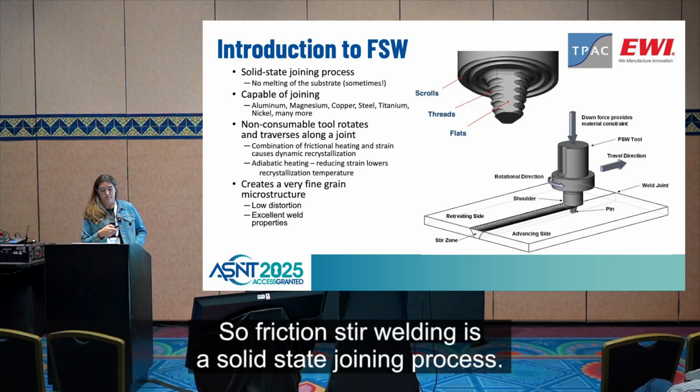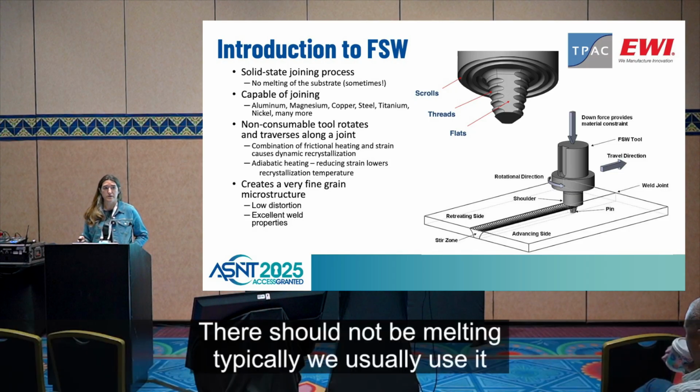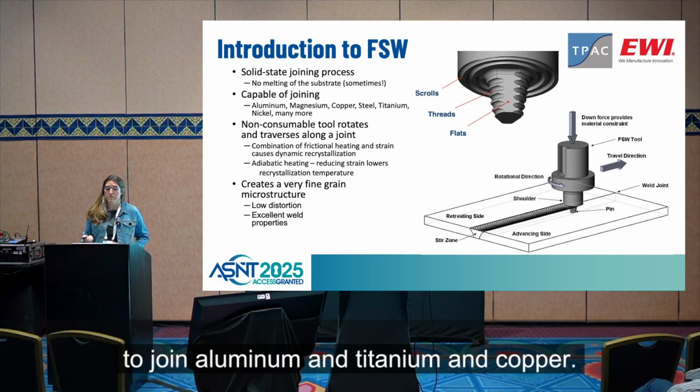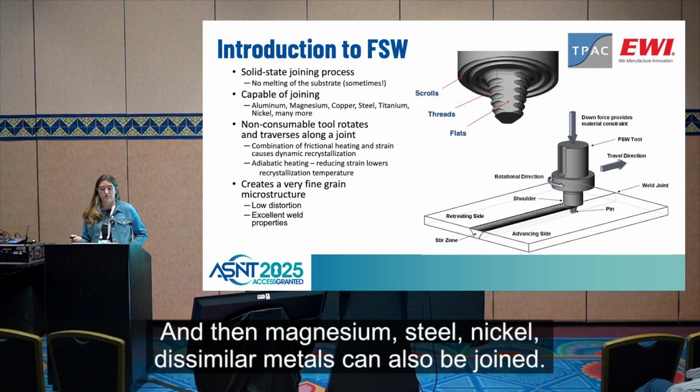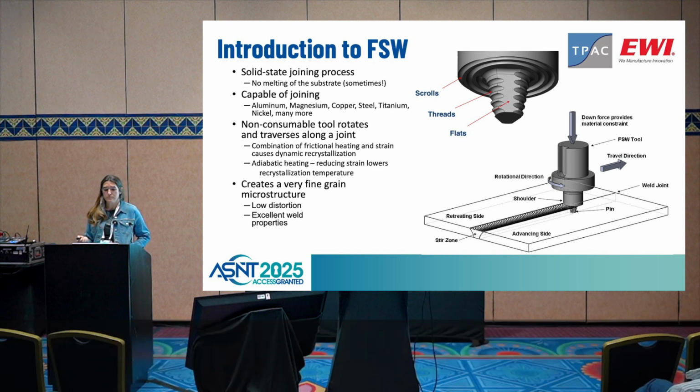Friction stir welding is a solid state joining process. There should not be melting typically. We usually use it to join aluminum and titanium and copper. Those are probably the big ones, and then magnesium, steel, nickel. Dissimilar metals can also be joined.